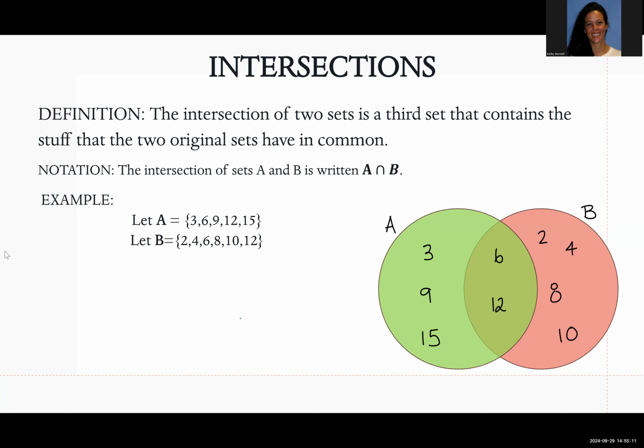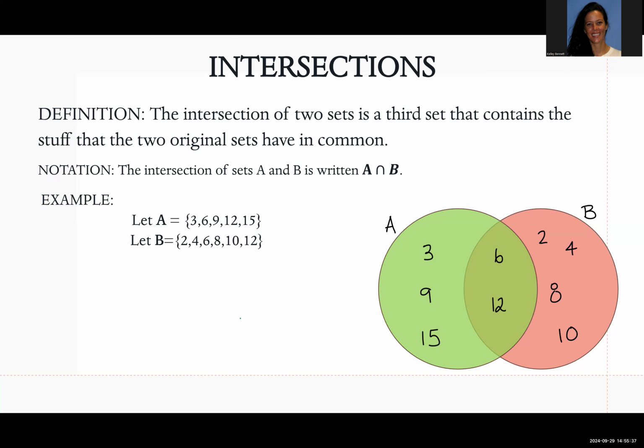We can also look at something called the intersection. So we have the same sets. I haven't changed what A and B are, so the picture hasn't changed. But I'm asking a different question. It's about intersections. So the intersection of two sets is a third set that contains the stuff that the two original sets have in common. It's the overlap. What did they both have?